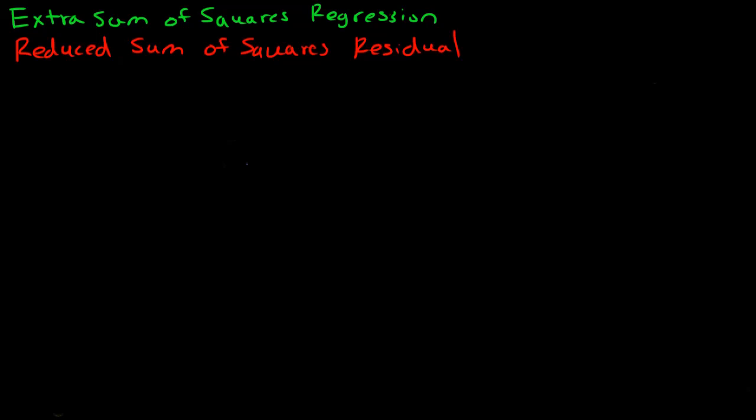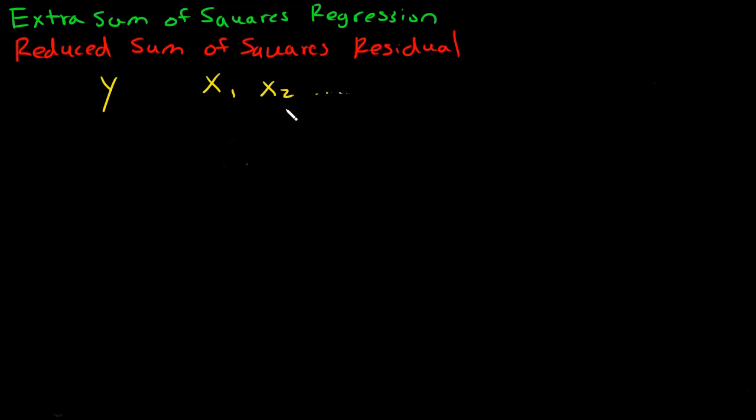All right, in this video, we're going to talk about the extra sum of squares regression and the reduced sum of squares residual. So what's the basic idea here? Okay, basic idea is we have data on some variable y. Okay, and then we also have data on some predictor variables, say x1, x2, etc.